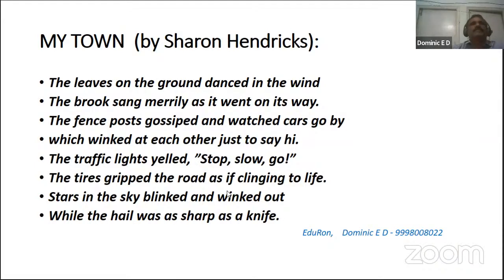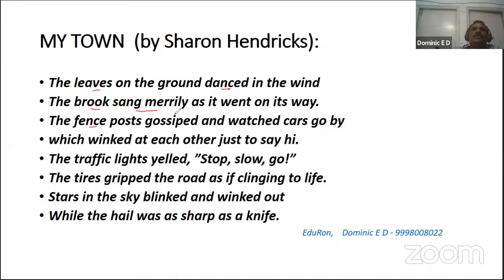So if you notice, all these lines, the first 6 or 7 lines are there, except the last line. All the lines are a very good example of personification. Leaves are given the quality of being able to dance. Brook, that's a river, is given the quality of singing happily as it flows down the hill.